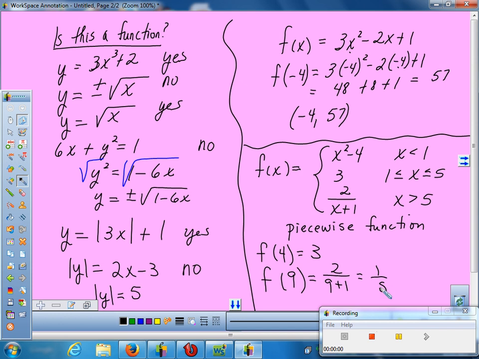Actually, whatever you do, never, ever put your x coordinate into all three pieces. Then you're going to get three different y coordinates. It's not a function if you do that. You only put it in one piece. You don't put it in multiple pieces.